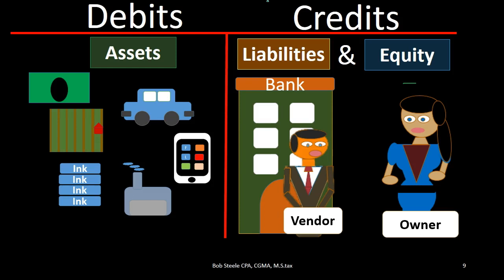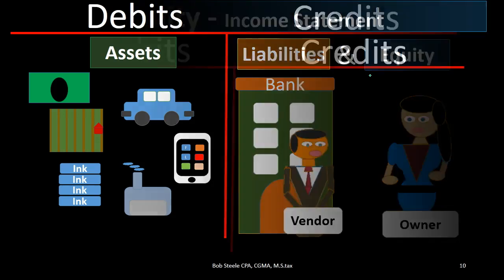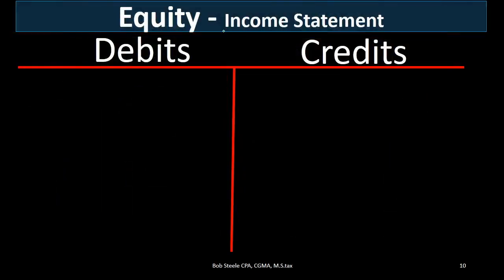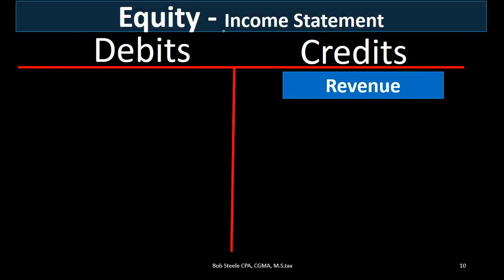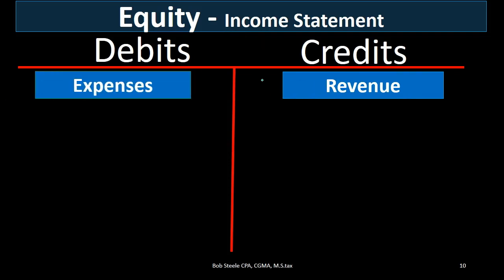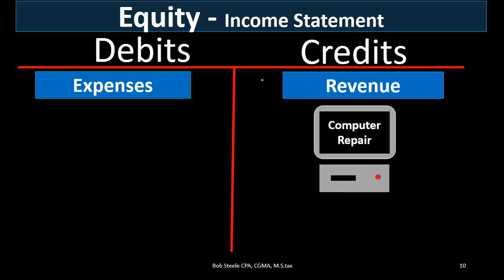Now, if we were to break out the equity section into its components, in particular into the income statement components, then we would see the income statement components of the equity section. That would include revenue, which is a credit, and expenses, which are a debit. Now, revenue, there's typically only one or two things we do. Remember, like if we do computer service, all we do is computer service. We'll have one revenue account.